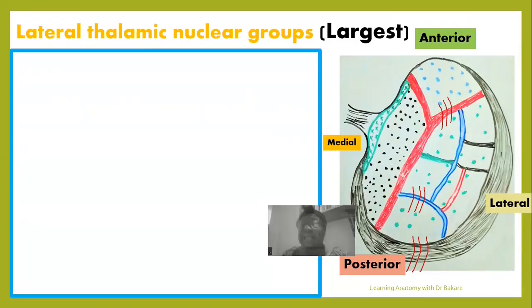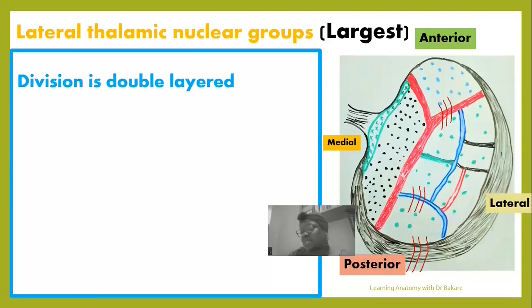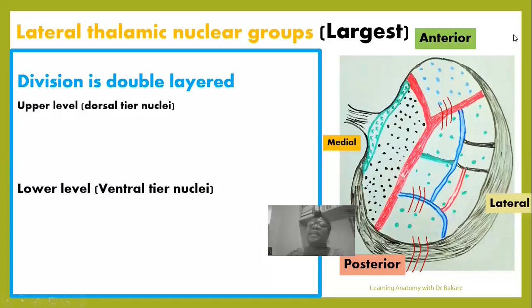Going to the last major subregion of the thalamic nuclei, we have the lateral thalamic nuclear groups. This is the region on the lateral side of the thalamus, where we have a collection of nuclear points that are referred to as the lateral thalamic nuclei. This structure is configured in a double layered pattern. So you have a group of nuclei in the upper part, then you have another group of nuclei in the lower part.